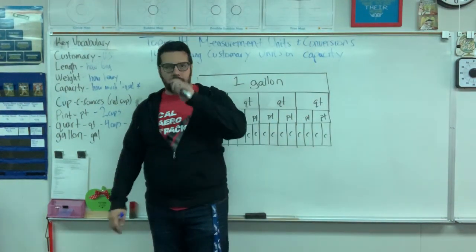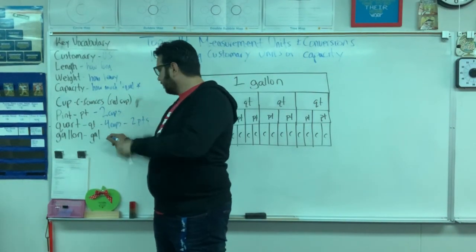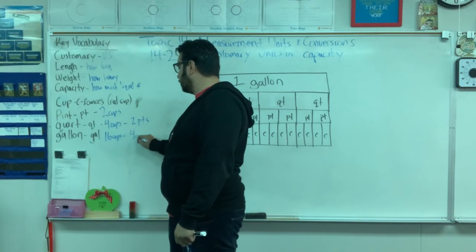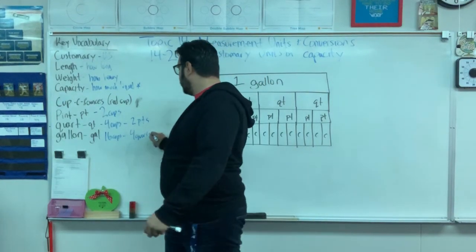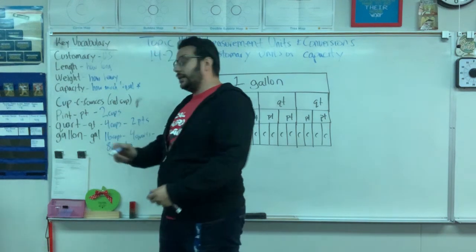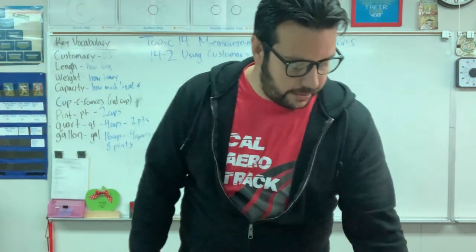And then lastly, our largest unit we're looking at today is a gallon. A gallon is 16 cups, 4 quarts. That's why it's called a quart, because 4 of them make a gallon. And 8 pints. Okay, so those are the units we're going to be using.